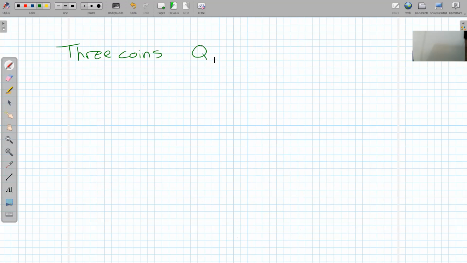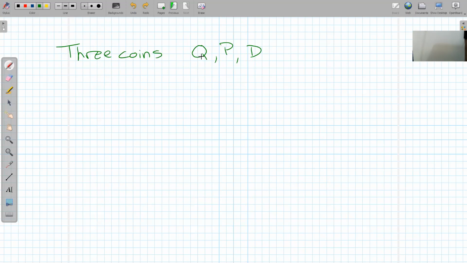So maybe we have a quarter, a penny, and then a dime. And again, you can't really make a table, because a table has rows and columns. If I put quarter here and penny here, then there's nowhere for dime to go easily. There's a way to kind of fake it, but we're not going to do that. So we're going to make a tree here. And so we'll just flow through these in a tree.